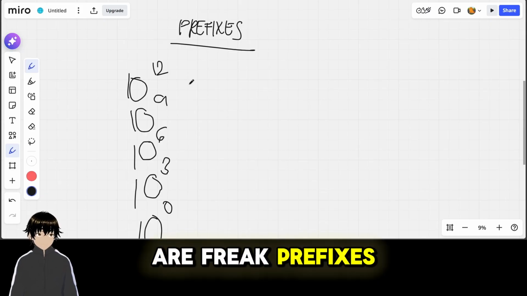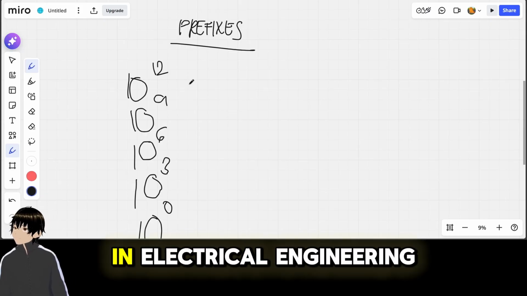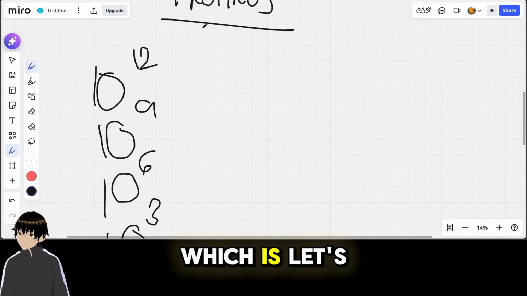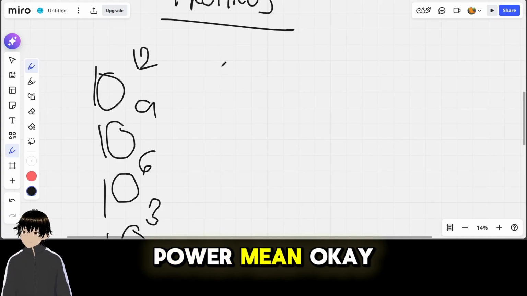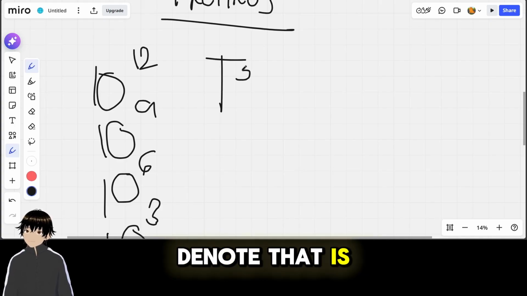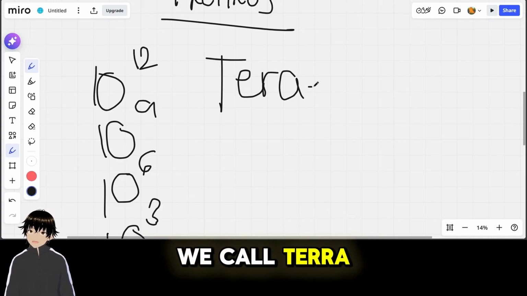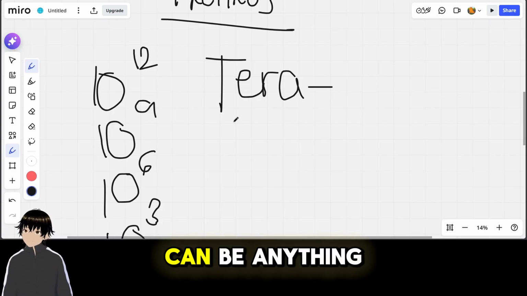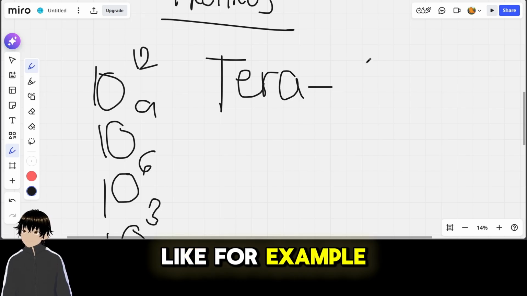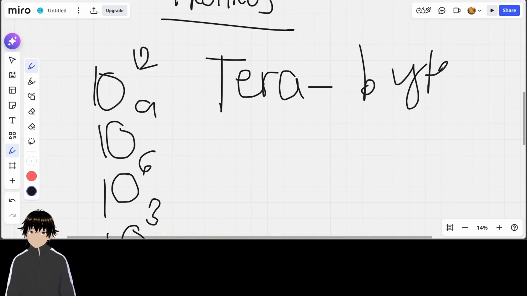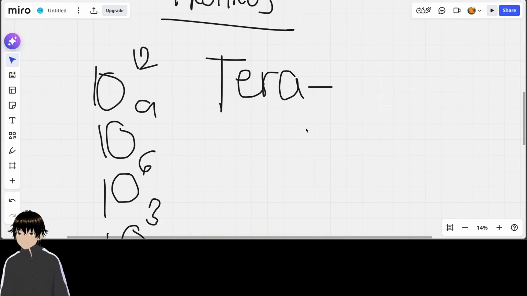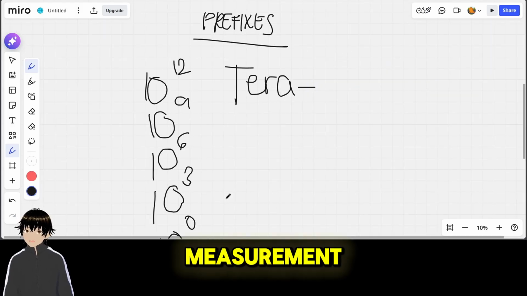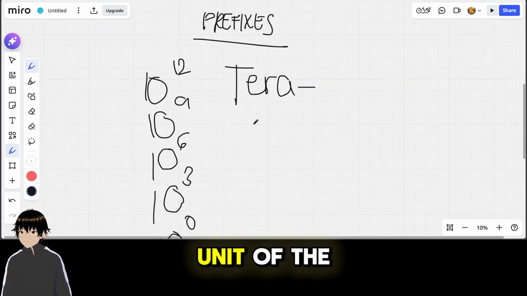There are three prefixes that we use in electrical engineering, let's start with this. What does 10 to the 12 power mean? Okay, what does that denote? That is tera. Okay, that was what we call tera. Can be anything, for example, a terabyte. Some things like that. So this is like a unit of measurement. It's just a unit of measurement.